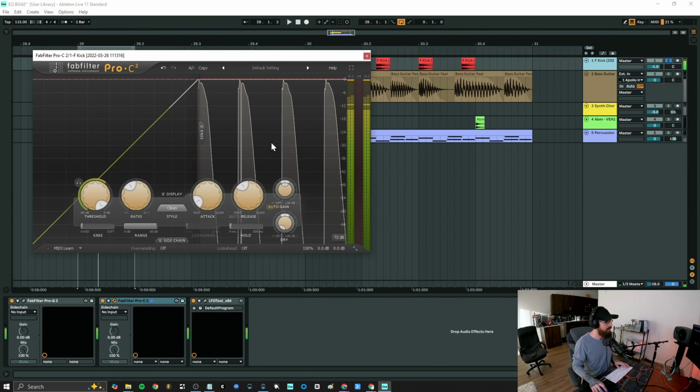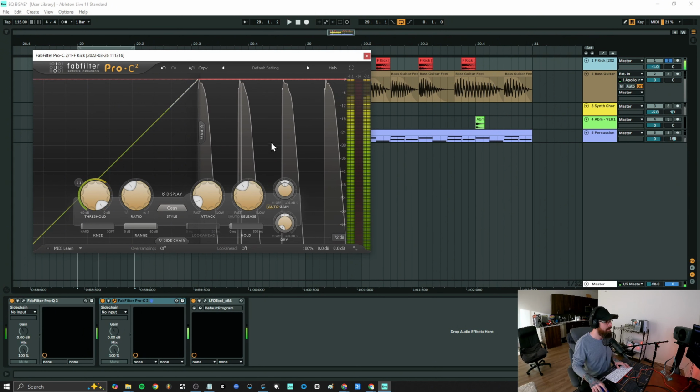So this is the shape of our kick drum. An oscilloscope shows us the actual waveform instead of a frequency spectrum like SPAN does. With both of these, this will allow us to actually see what's going on, because compressors can sometimes be hard to hear and hard to actually tell what's going on.